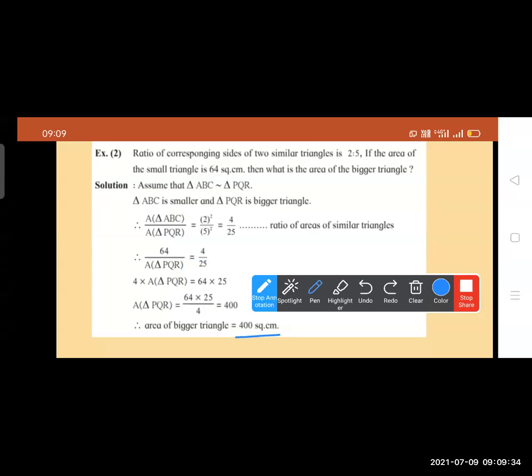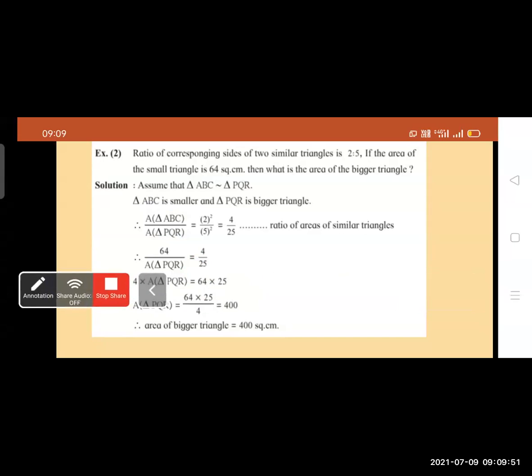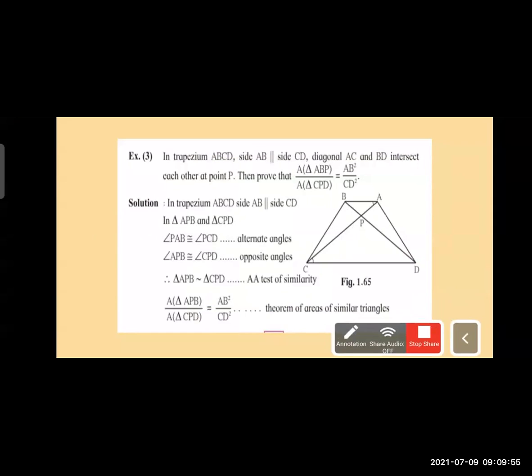Okay, students. So very simple question. In previous questions, area is given. From area, you find the corresponding side ratio. And here the corresponding side ratio is given. And one area is given. Then we find the other area of the triangle. Okay. Now third question. Third question.